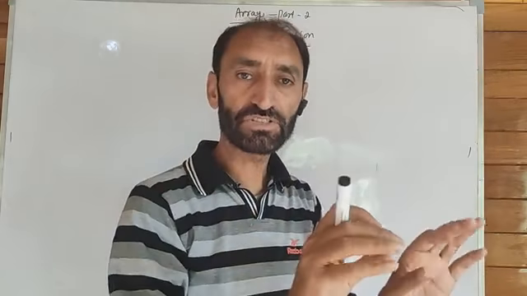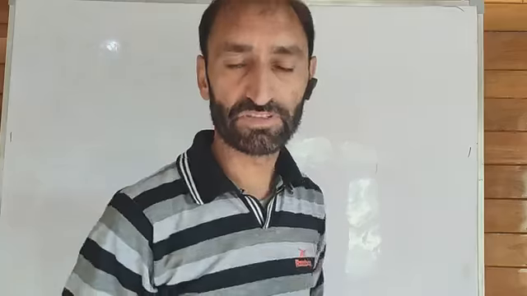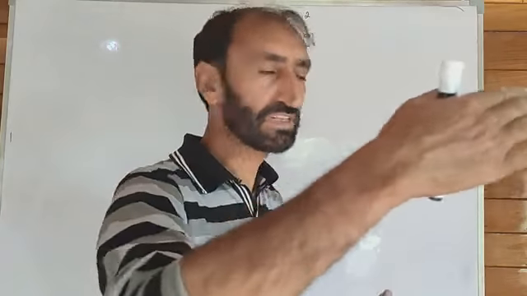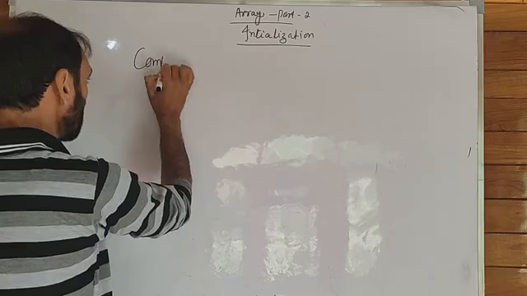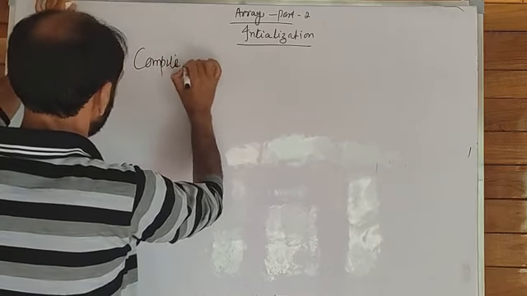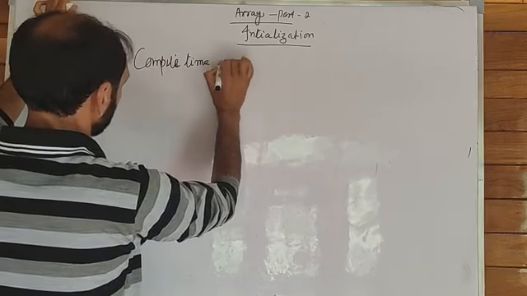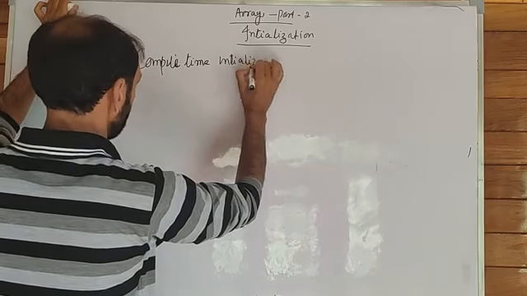There are two ways by which we can initialize array elements: compile time initialization and runtime initialization. First, we will discuss the compile time initialization.